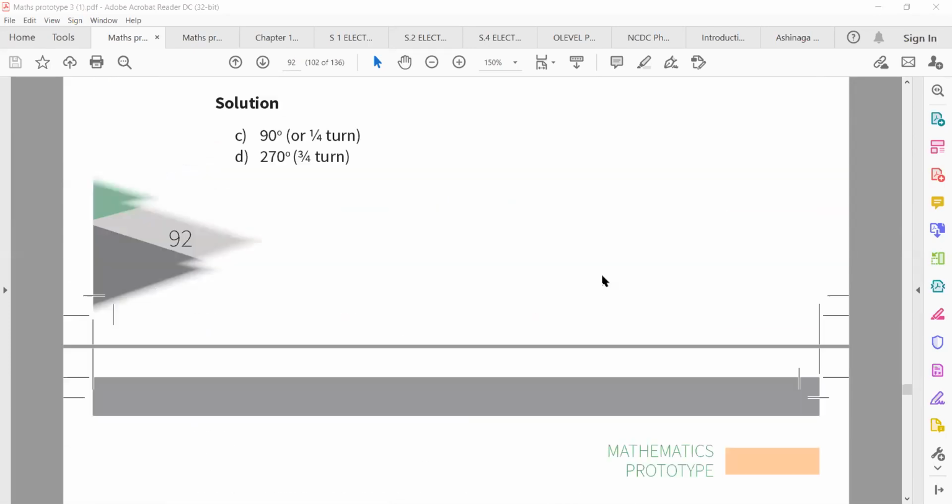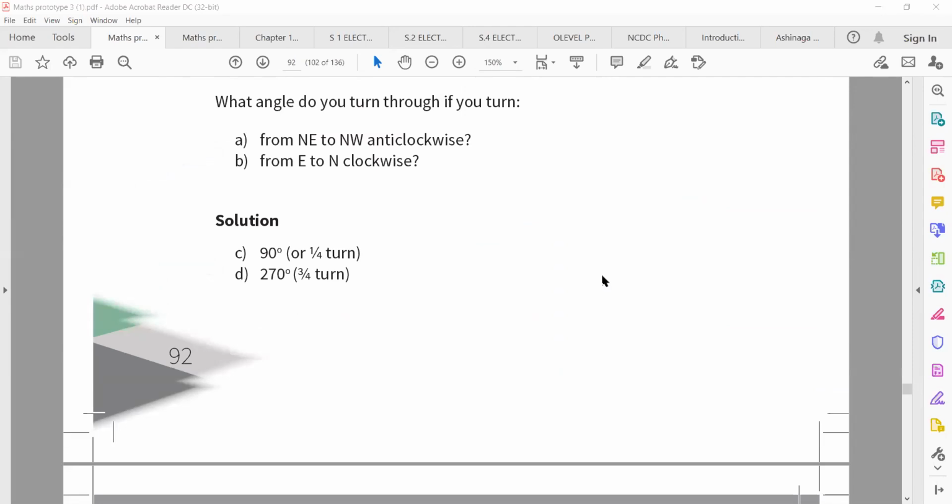Can we have someone tell us the angle we shall turn through from southeast to northwest clockwise? Okay, we have Cynthia. Maybe Cynthia can work out that. Okay, Cynthia.